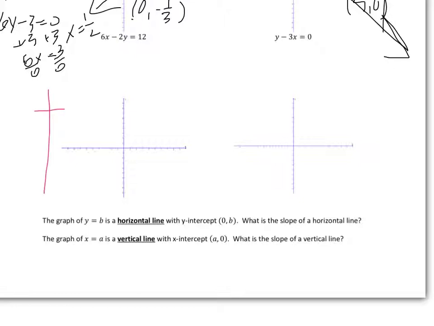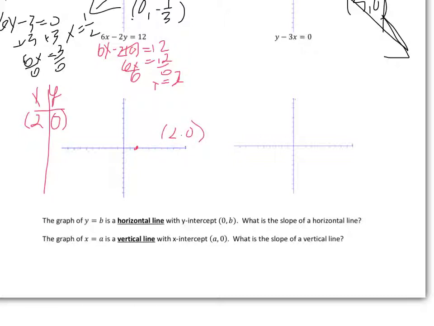So, finding the x-intercept, setting y equals 0. So 6x minus 2 times 0 equals 12. Those cancel, so we get 6x equals 12. Divide by 6. x equals 2. So (2, 0). Plot that point.